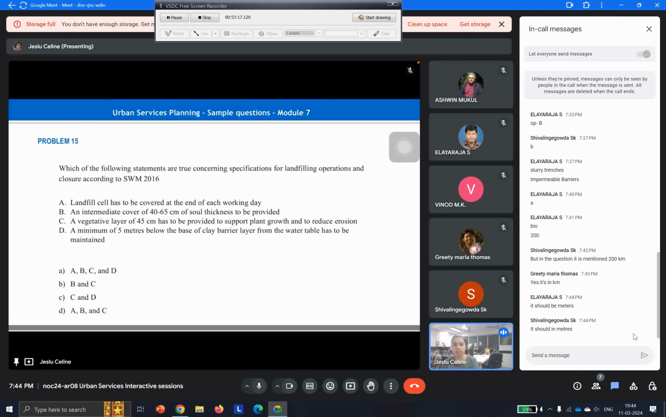Right. So let's go to the next question. Option D, a minimum of 5 meters below the base of the clay barrier layer from the water table has to be maintained. So first one, landfill cell has to be covered at the end of each working day. Is that a correct statement? So yes, we discussed, it is a correct statement. We have something called a daily cover, which is usually put at the end of each working day. Now B, an intermediate cover of 40 to 65 centimeter of soil thickness is provided. Is that a correct statement?